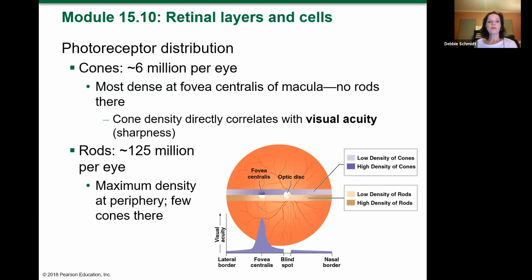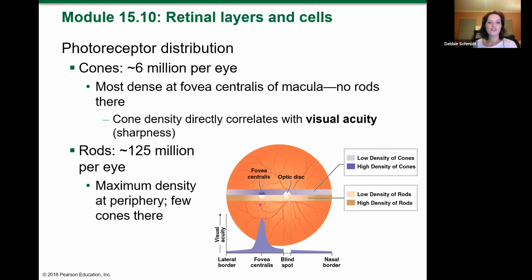Now, the cones, we have about 6 million of them per eye, and most of them are concentrated there at the fovea centralis. The area around the fovea centralis is called the macula. There are no rods in the macula because, remember, this is the most direct path of light. This is the path where light hits most brightly. So we're going to put the receptors there that need that bright light. Rods can work in less light, so they can get the indirect light.